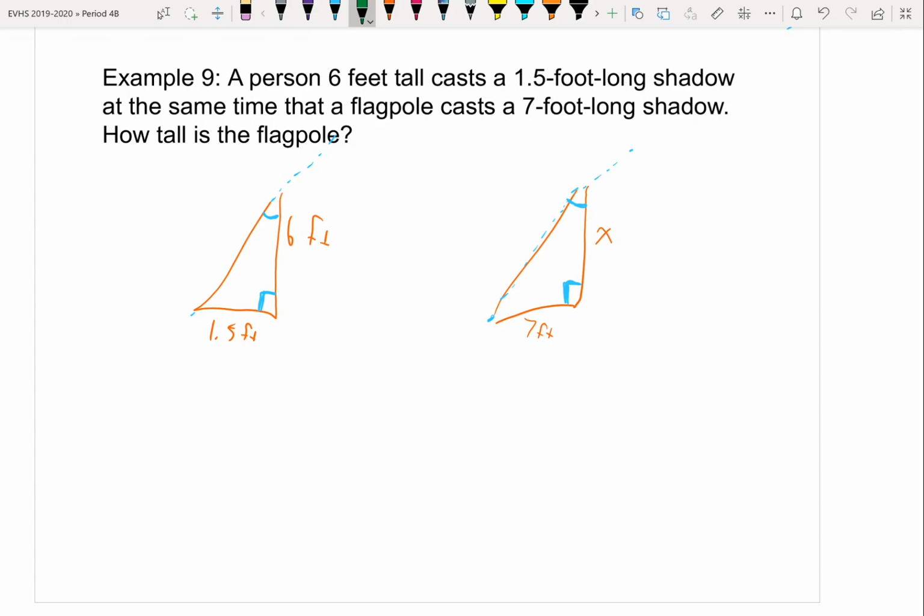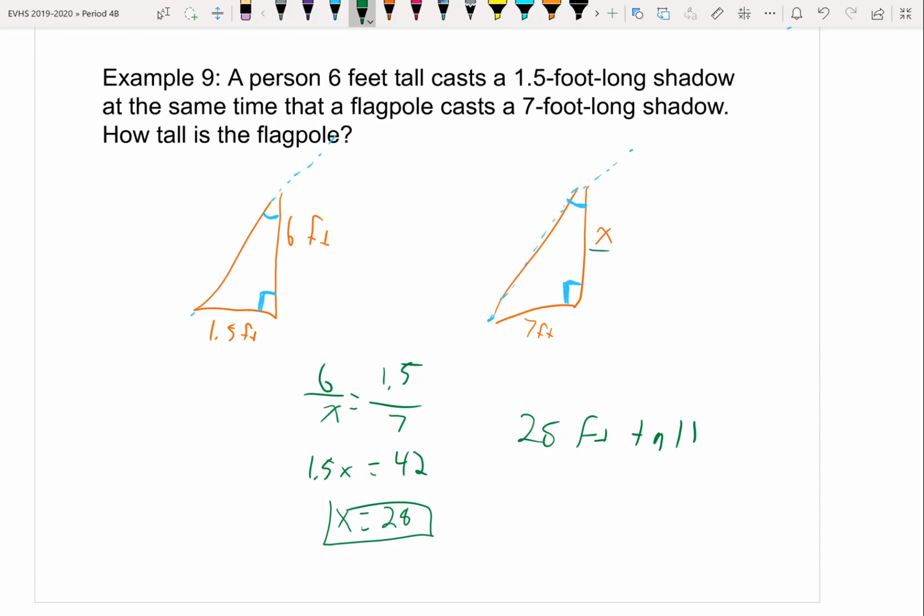We're going to go ahead and set up a proportion in order to solve for the missing side length here to find the height of the flagpole. So, again, left over right equals left over right. 6 over x equals 1.5 over 7. Cross multiply gives me 1.5x is equal to 42. Divide both sides by 1.5, so x is equal to 28. So it is a 28 foot tall flagpole. Really sorry for flipping that one up. It'll make more sense as we go through.